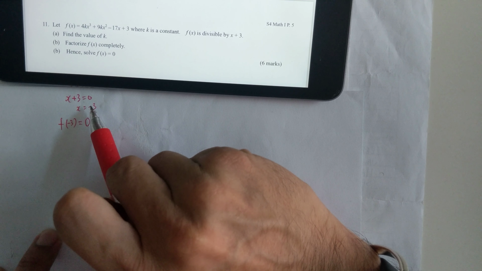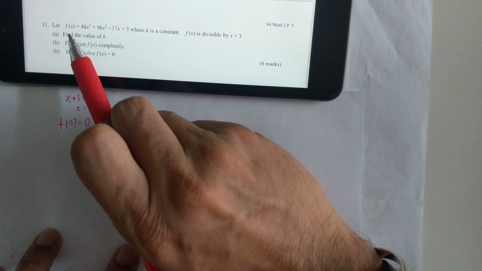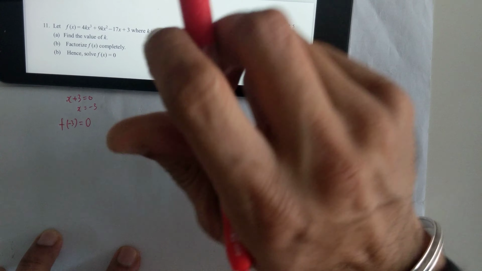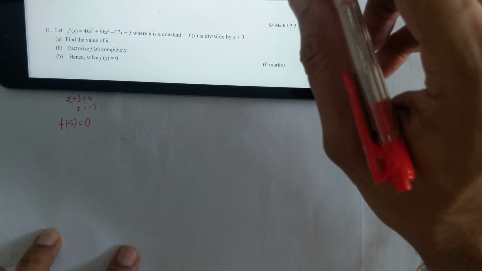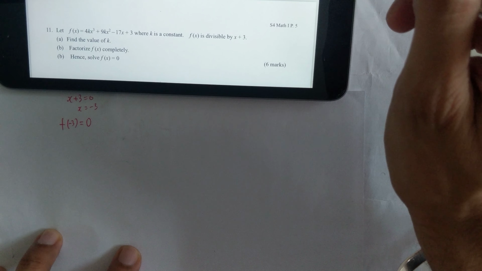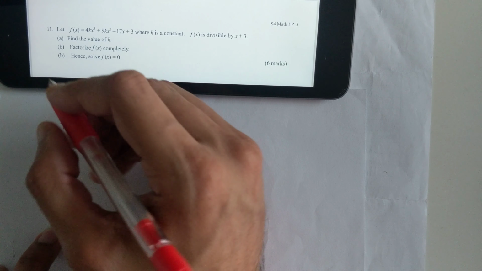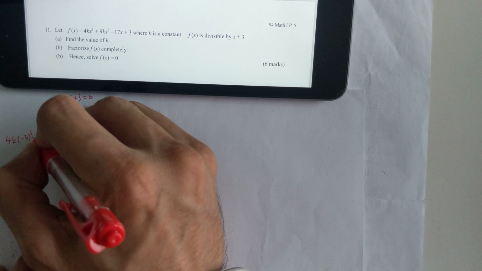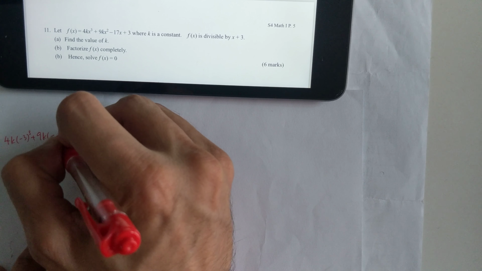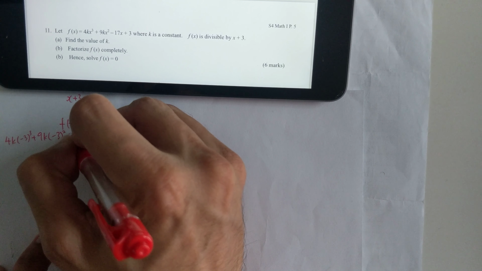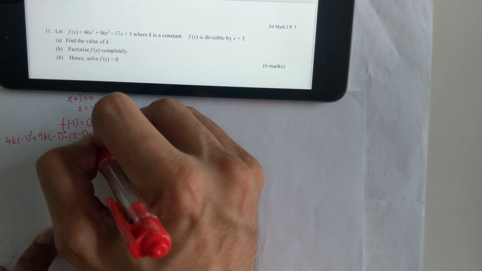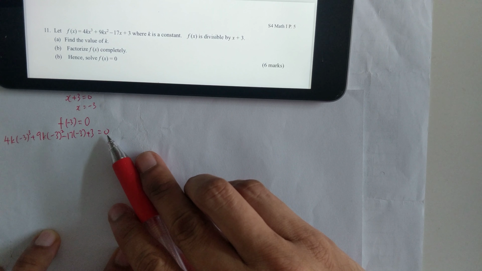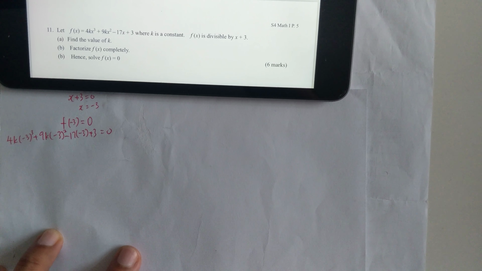So x is equal to negative 3. So x in the function is negative 3, and it's equal to 0 because of the word divisible. Okay? And if you're going to do that now, replace all the x's with negative 3 in the function above. So 4k(-3)^3 plus 9k(-3)^2 minus 17(-3) plus 3 equals 0. Now you can see there's only a k in the polynomial, which you can now find the answer for.